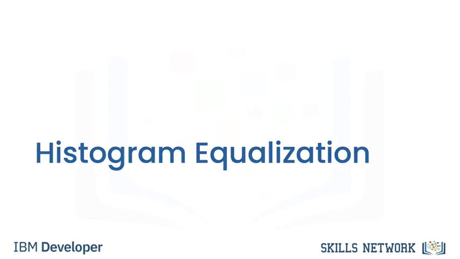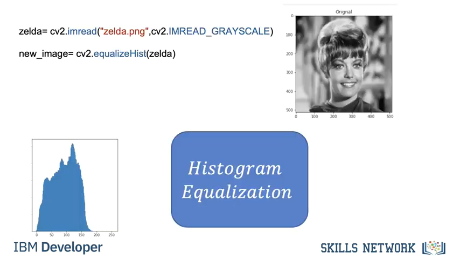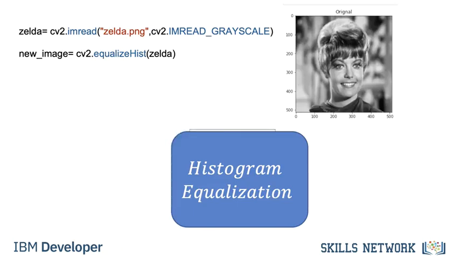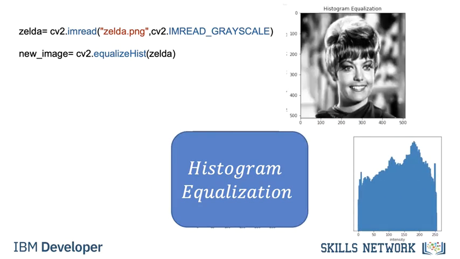Histogram equalization is an algorithm that uses the image's histogram to adjust contrast. Consider the following image with the following histogram. The function equalizeHist improves contrast by using the histogram to determine a transform that flattens the histogram. The resulting image has improved contrast.